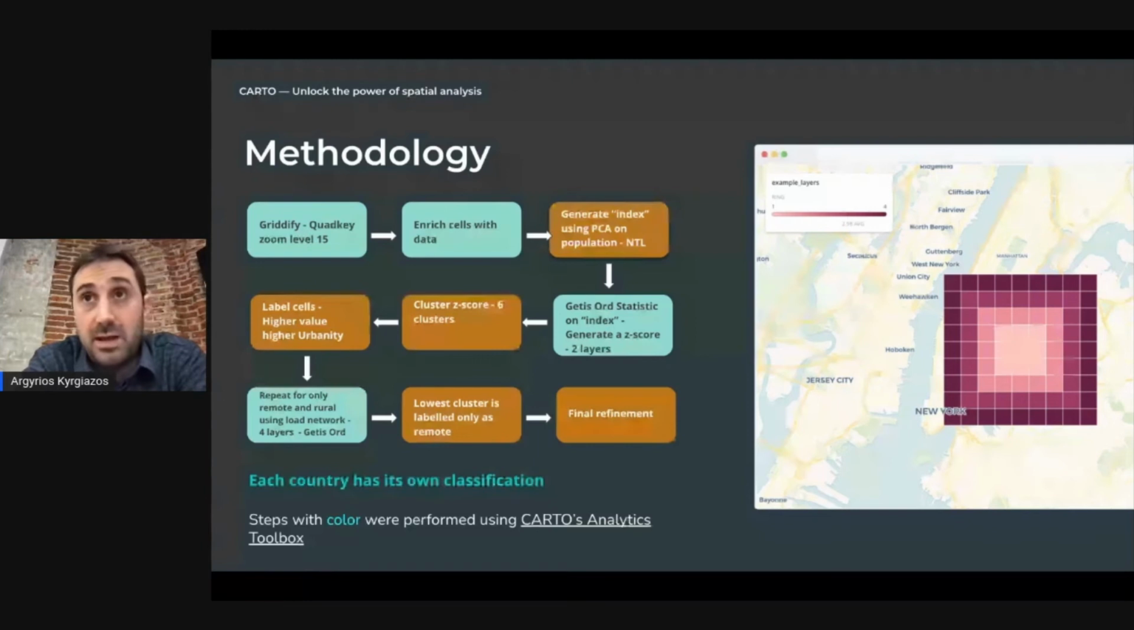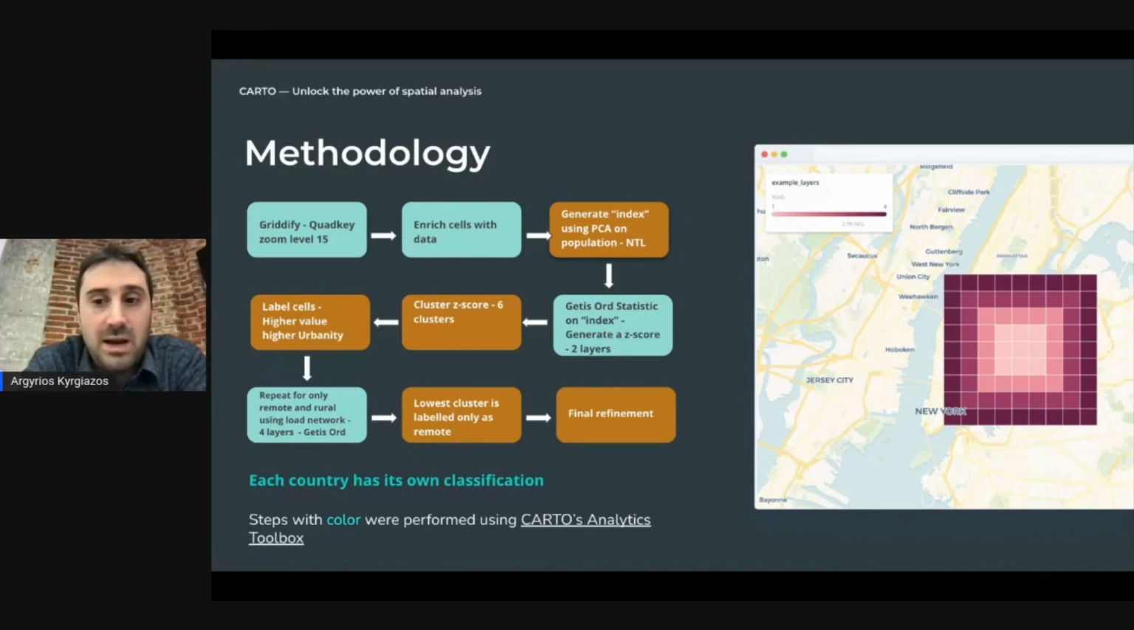For the rural and the remote, in order to get better classification, because as you remember, the main difference between rural and remote is not only the population, but the access to the road network. For these two areas, we repeated the same process, but this time using the road network. We performed the Getis-Ord statistic calculation on the length of the road within a cell, but this time using 4 layers, in order to make sure that the further you need to go from a network, the more the area is considered remote. Again, we did a clustering on this, and we used the lowest cluster of this new z-score to label the cells as remote.